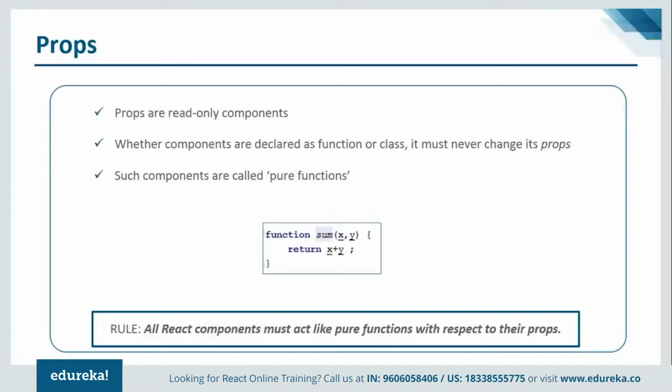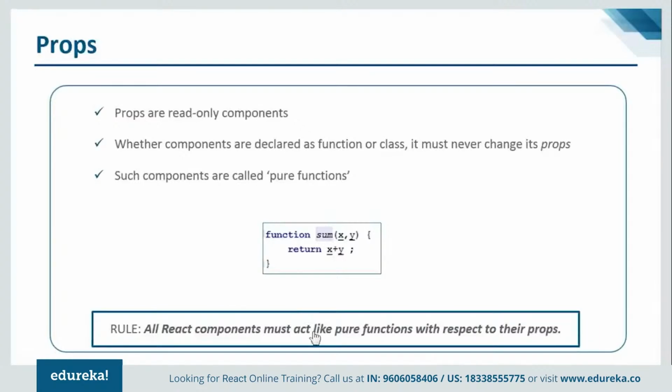Whenever the component is declared as a function or a class, it must never change its props. All such components are therefore called the pure functions. If you see this function as I have shown in this demo, we have the function called sum, which is accepting arguments x and y. So its job is to always return the sum. So whenever this function is called, it will never change its props. In React, the only rule we have and that we must follow is all React components must act like pure functions with respect to their props.